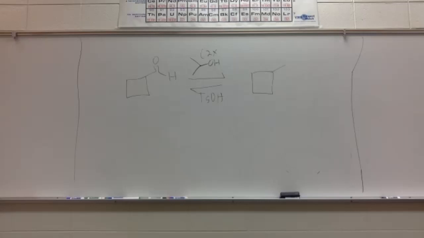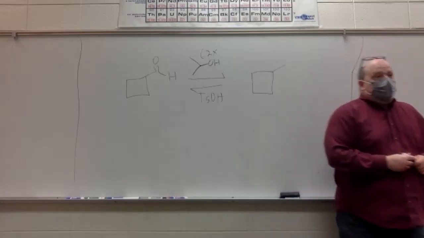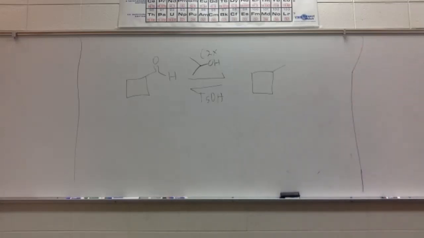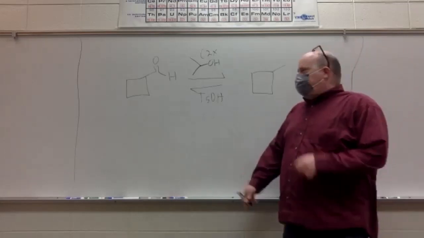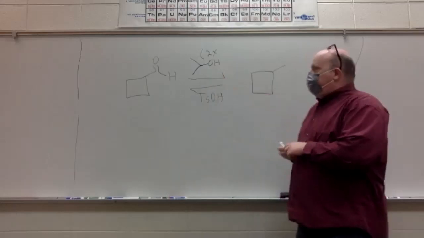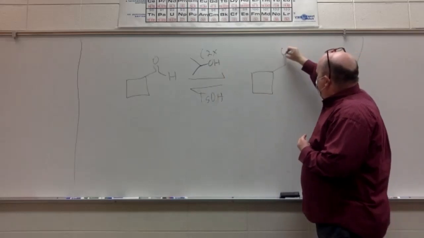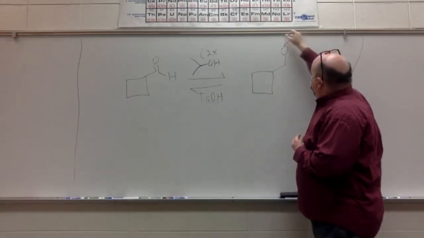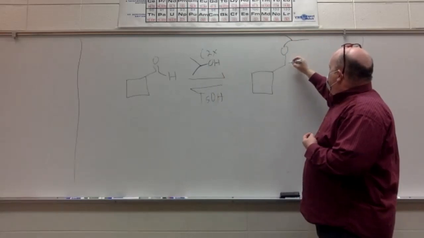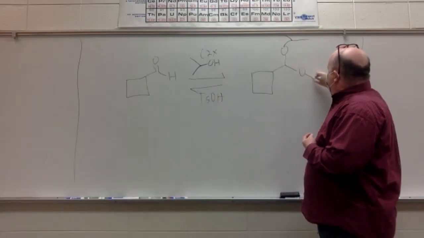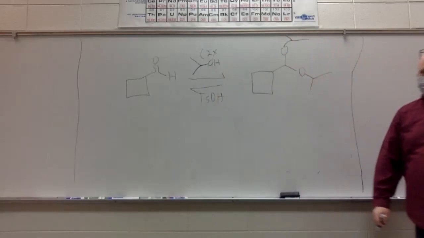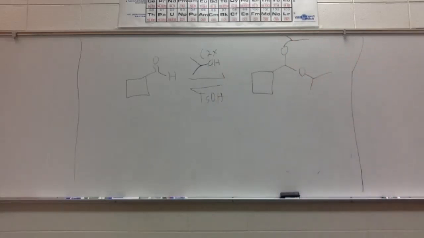The OR groups. That's going to be the really important thing here, right? So you know you're going to have two OR groups present in your acetal that were not there originally. Where do the OR groups come from? Well, they come from the alcohol, right? So if I'm trying to predict the product of this, let me just stick one of these on there. Let me just stick another one on there. And voila, we have our acetal, right?